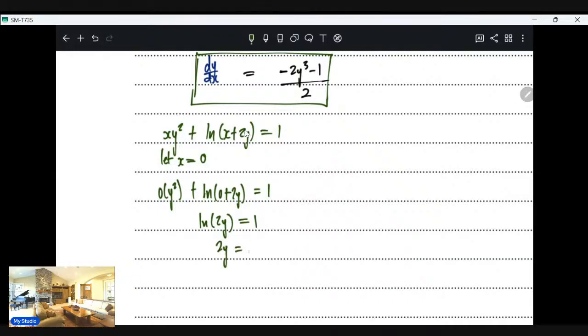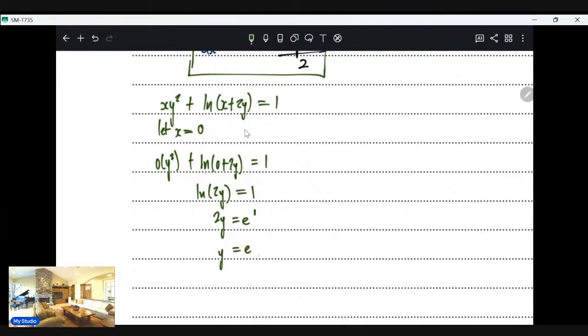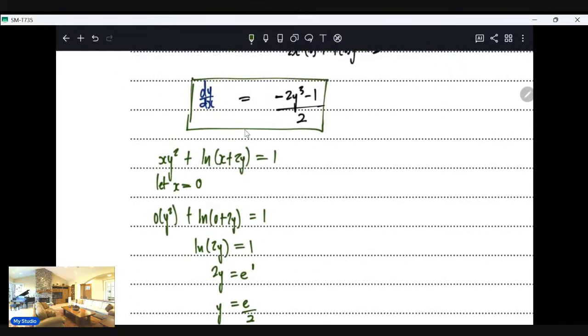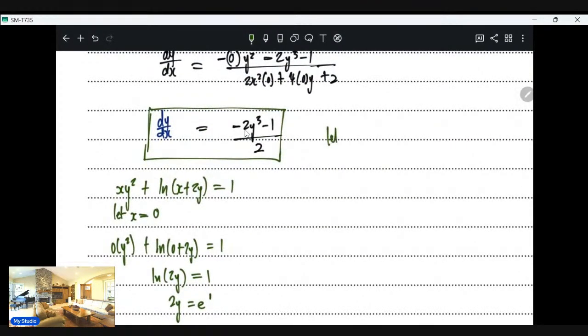You have 2y is equal to e to the 1. And you get y will be equal to e to the 1, which is just e divided by 2, because 2 will go to the other side to divide. So your y is e over 2. You go and put it in here. It will be now dy dx. You say let y be equal to e over 2.